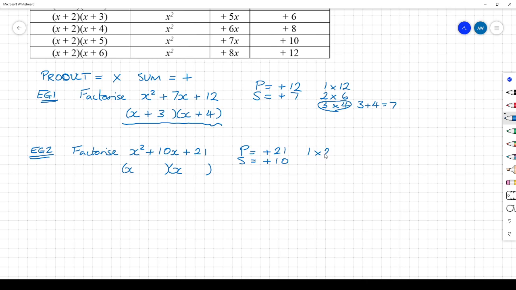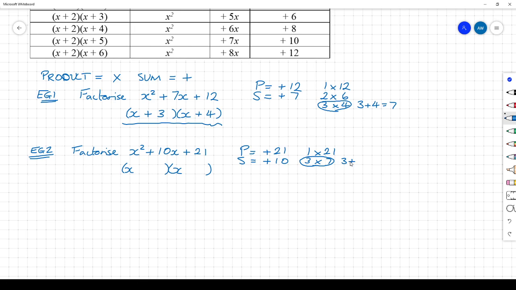1 times 21. 3 times 7. I think that's it. 21 only has 4 factors: 1, 3, 7 and 21. And which pair of factors add up to equal 10? Yeah, 3 and 7 obviously.